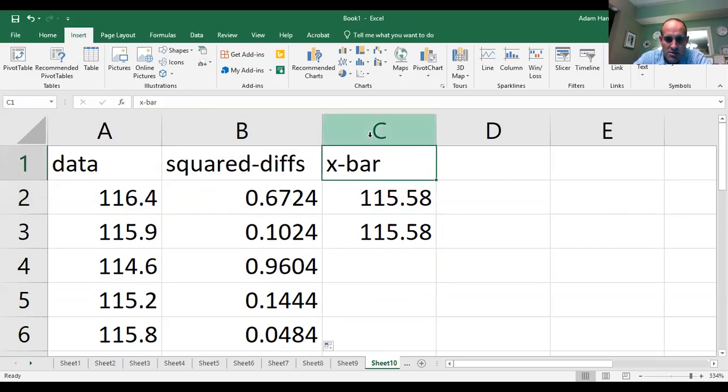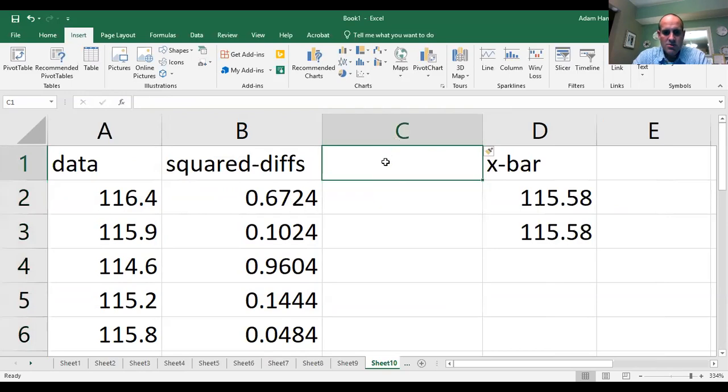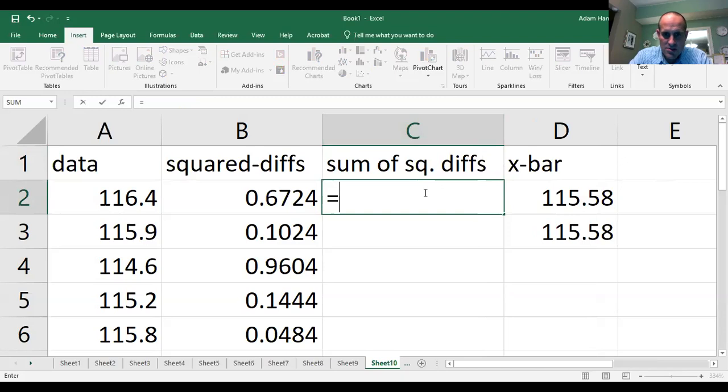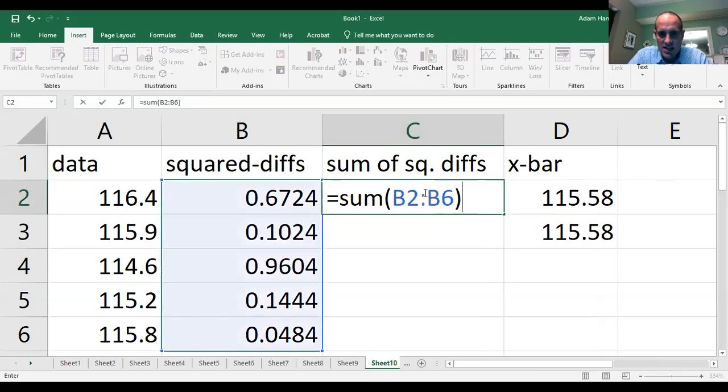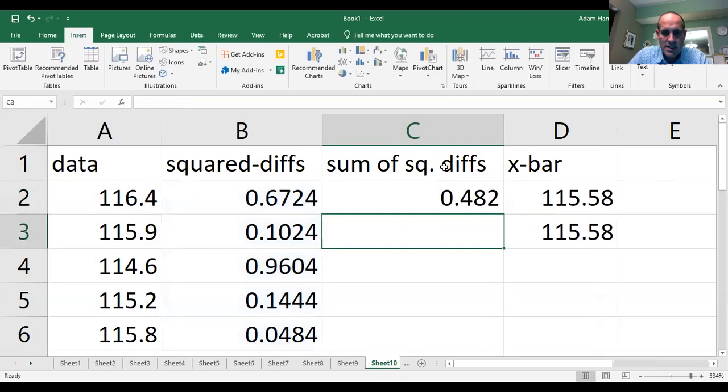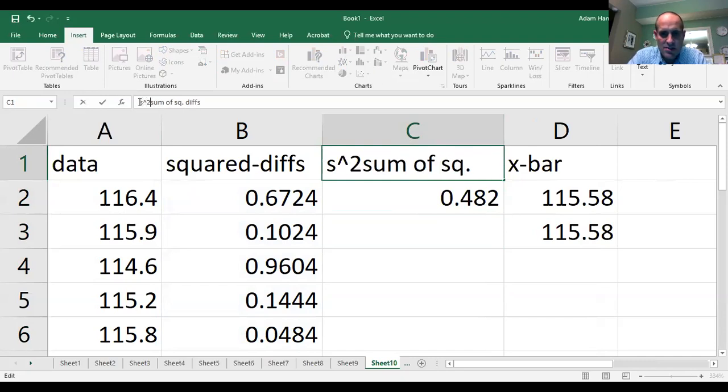Let me insert a column here, and I'll label it sum of squared diffs. This is going to be equal to the sum of these. At this point, I really don't need to do much else. I'm going to divide the sum of the squared diffs by n minus 1, so it's 5 minus 1. Let me write this here. This is what s squared is: s squared equals sum of squared diffs divided by n minus 1.